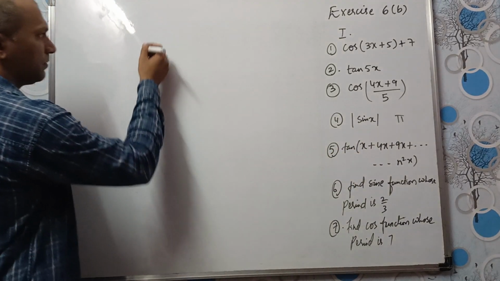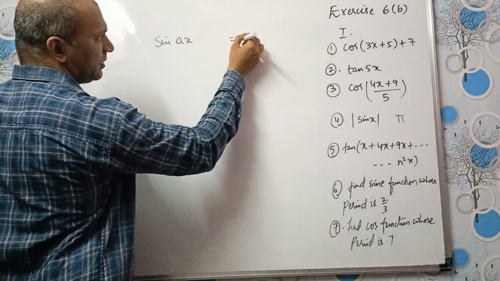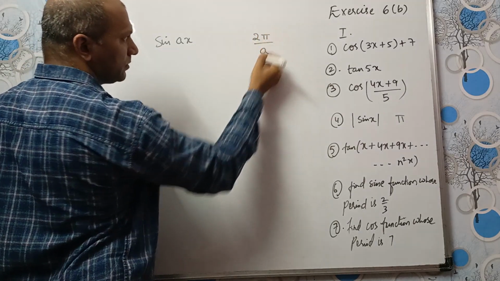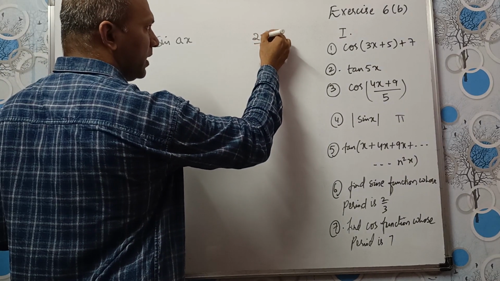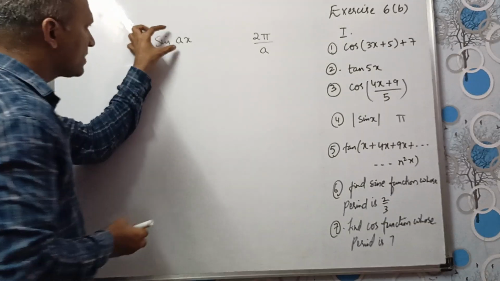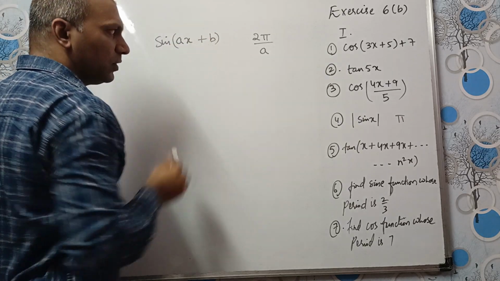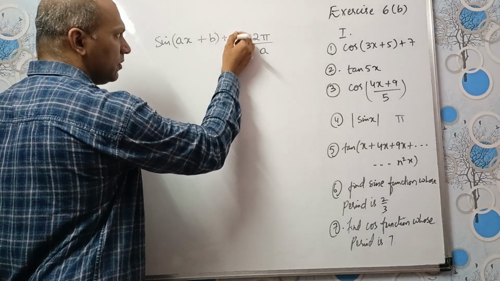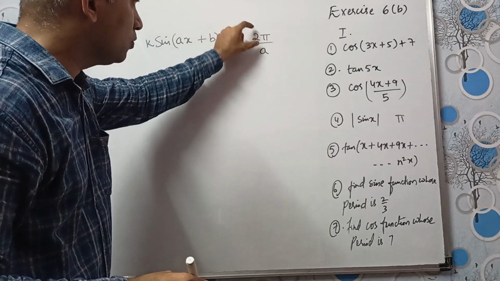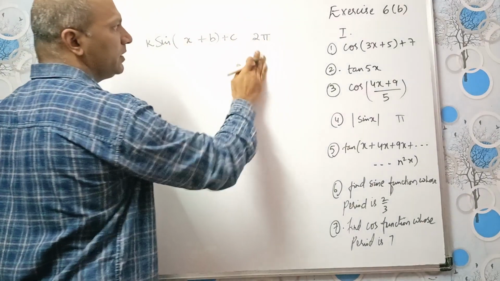Okay, sine function. So we know sine ax. What is the period of this? The period is 2 pi divided by a. In fact, it is 2 pi divided by modulus of a. Now if you have sine ax plus b, it will make no difference, right? And if you have some c also here, or some constant, it will make no difference. The period will be 2 pi divided by this number a. If you have only x here, the period will be 2 pi.